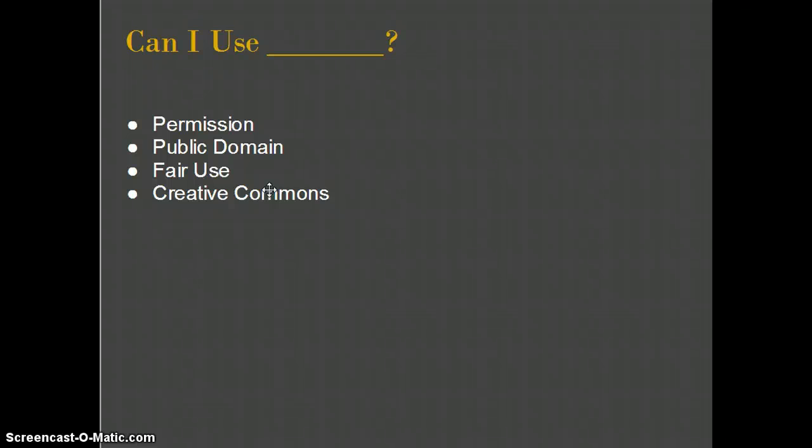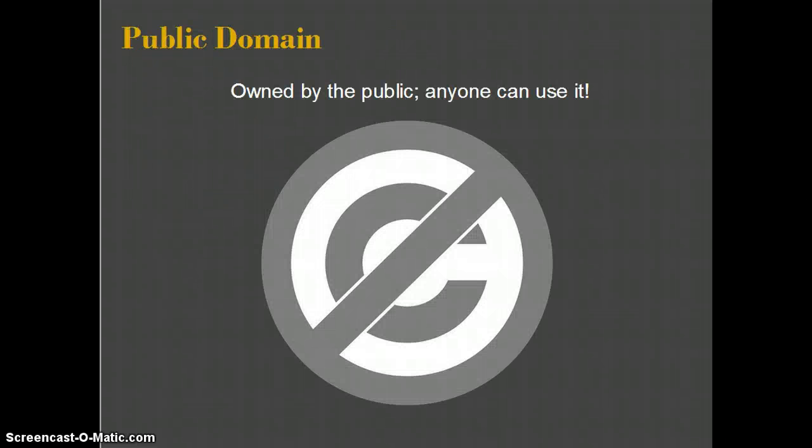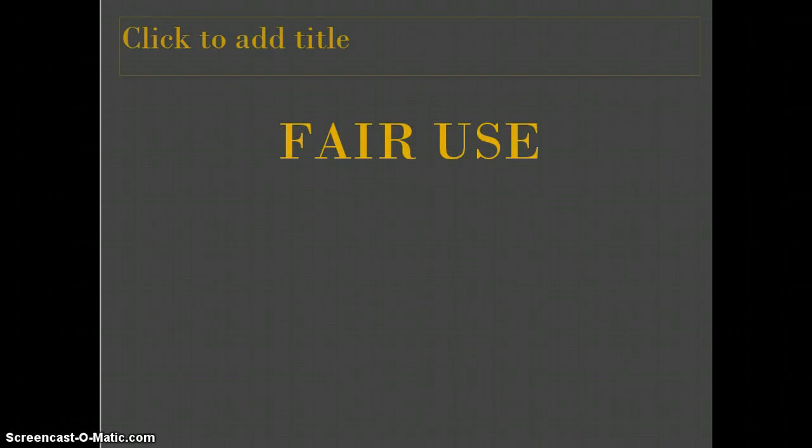So let's go down through public domain, fair use, and Creative Commons. When an item is in the public domain, that means that its copyright has expired and anyone can use it. When an item qualifies for fair use, that means that it has met the following criteria.